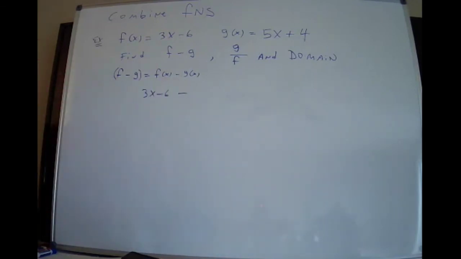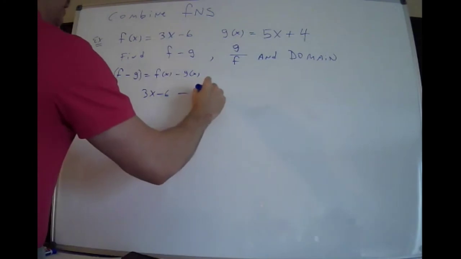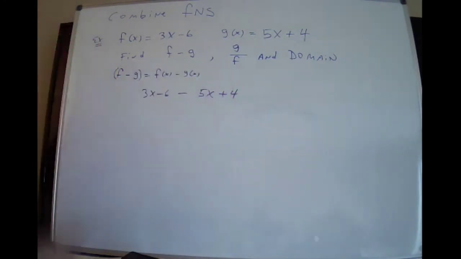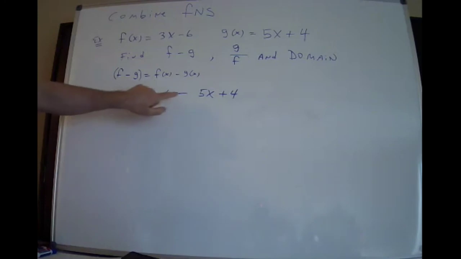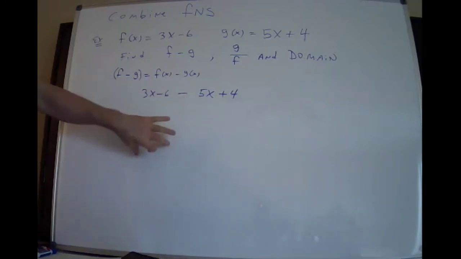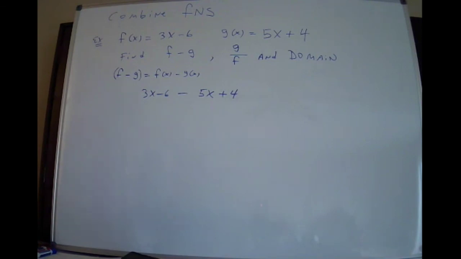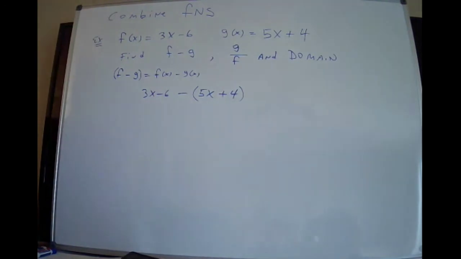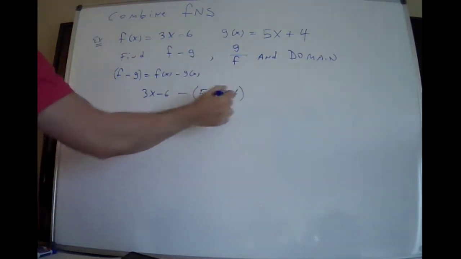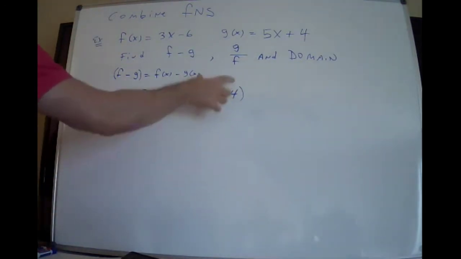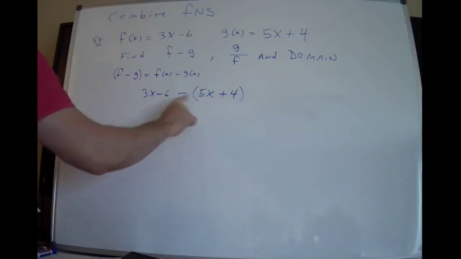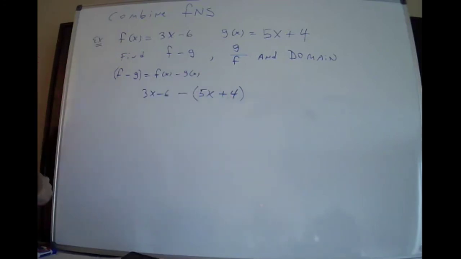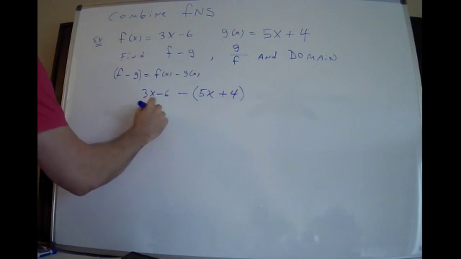Now here's where you gotta be really careful. This is a mistake I see all the time. People will write this down, and then they'll go, oh, 3x take away 5x is negative 2x. Minus 6 plus 4 is negative 2. And they're like, I got that all day, but you messed up. This is what you got to do. You're subtracting away an entire function that's made up of more than one piece. So you have to subtract this one and this one. So you have to be very careful with the signs.